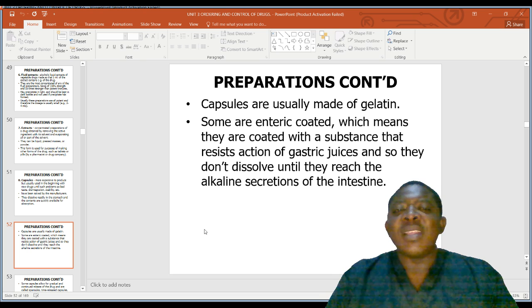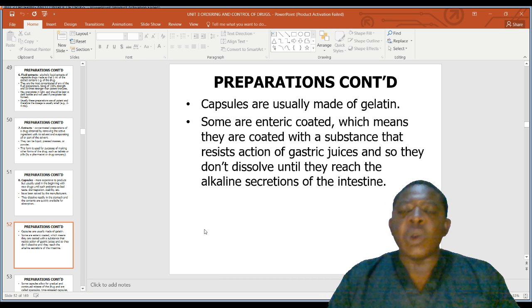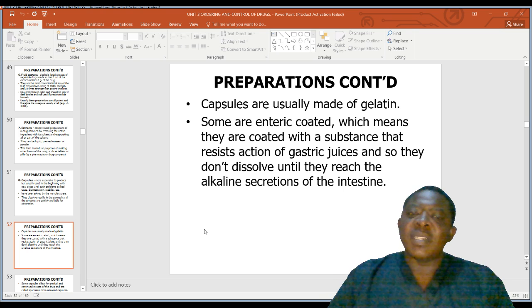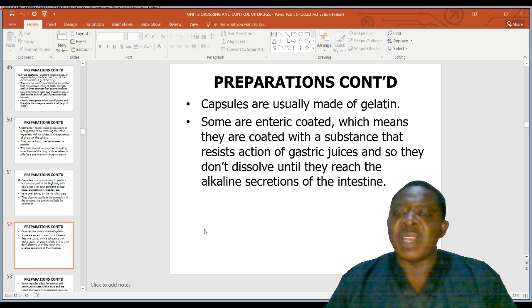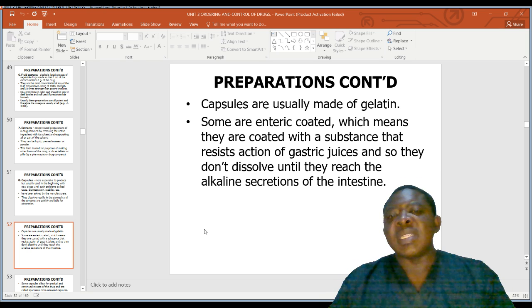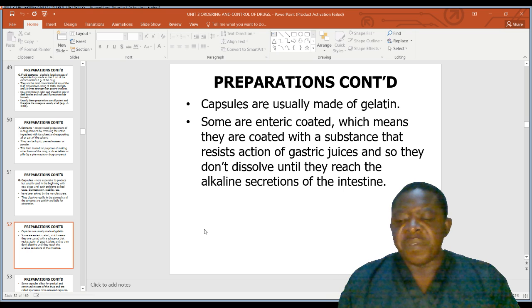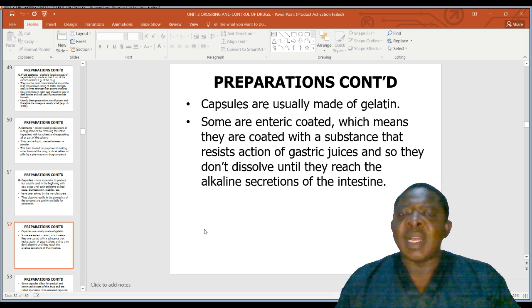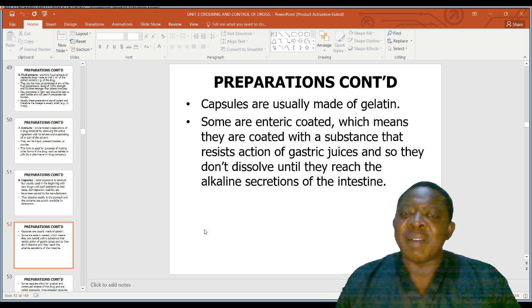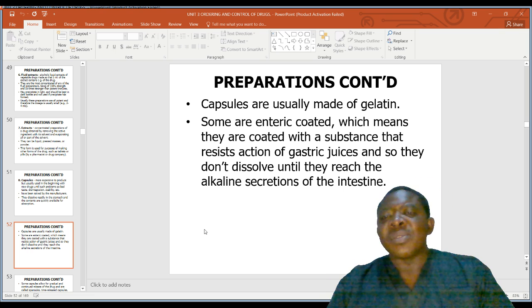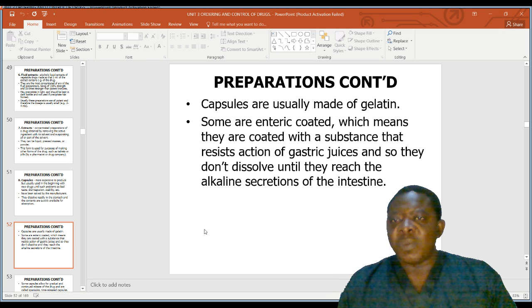Some are enteric coated, which means that they are coated with a substance that resists the action of gastric juices. And so they don't dissolve until they reach the alkaline secretions of the intestine. So they will not dissolve in the stomach. Those are the ones that are enteric coated. They only dissolve when they reach the small intestine.